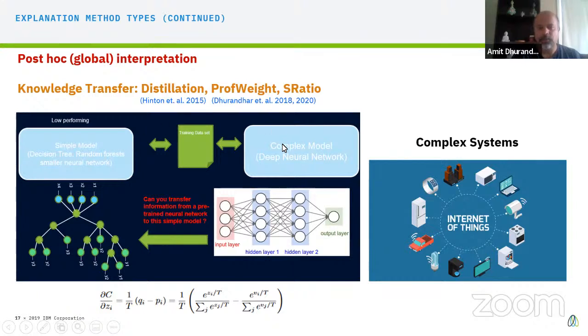And so for that, there are these knowledge transfer approaches, where, for example, knowledge distillation is one. And we had proposed a few in the last couple of years for doing this kind of thing, where you can train these models using the predictions of the model you want to understand, the complex model, so that it replicates its performance as best as possible. So there are also methods in this category.